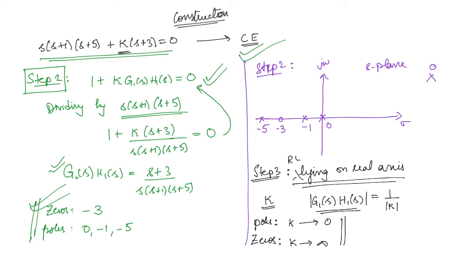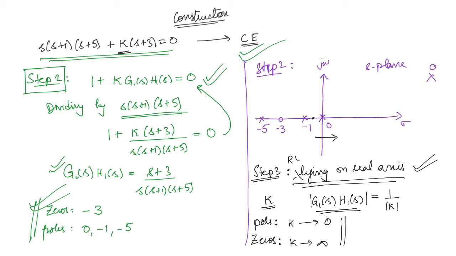Now you have to plot the root locus that is lying on the real axis. For this, you have to take all the points on the root locus to the right of which there is an odd number of poles and zeros. We will make this more clear. If you consider some point between -1 and 0, and if you take any point to the right of that point, you have one pole at 0. One is an odd number, so this point will lie on the root locus.